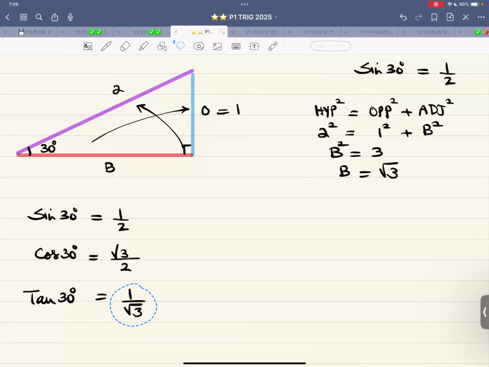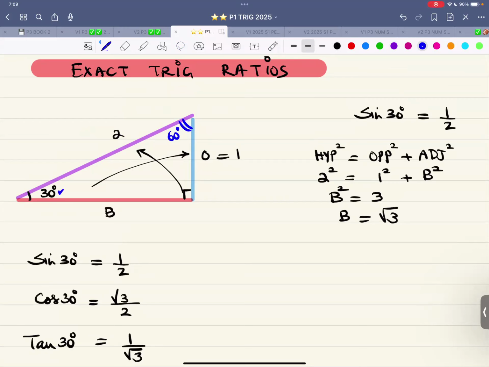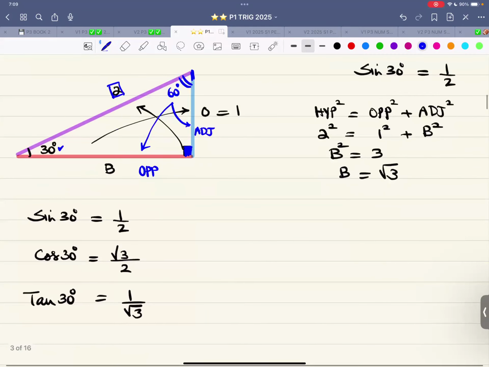Now, if this is 30 degrees, let me label this particular angle at the top. This is 60 degrees because this is 90. These two should add up to 90 also. Now, from the perspective of 60, this is the opposite for 60. This is the adjacent for 60. The tables have turned. The 90-degree angle is still the same, so the hypotenuse is still the same.